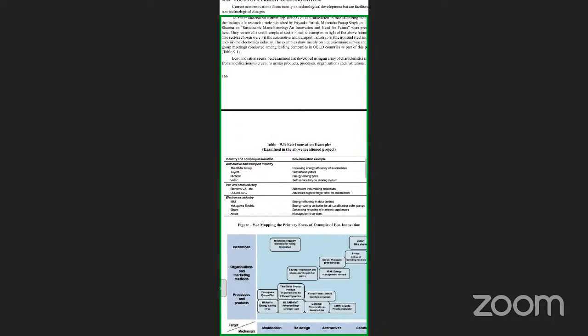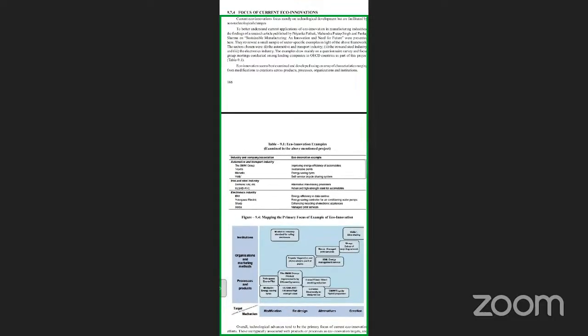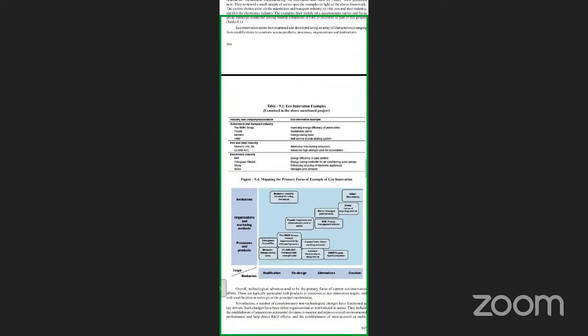And in the electronic industry, we have IBM, Yokogawa Electric, Sharp, and Xerox. These are the companies which have eco-innovation examples. They are energy efficiency in data centers, energy saving controller of air conditioning, water pumps, enhancing recycling of electronic appliances, and managed print services. And this can be looked at here with the mapping of the primary focus of example of eco-innovation. As you know, the mechanism is on the left side and at the top is the target. And modification, redesign, alternatives, and creation, they have given each thing.